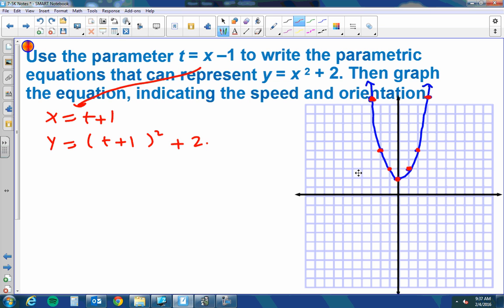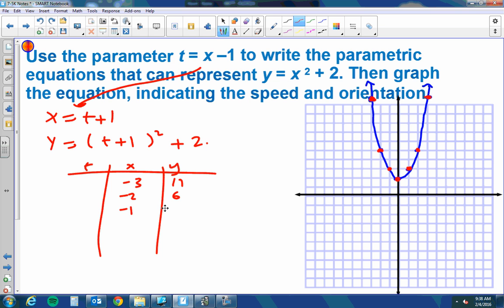That's good enough. Now, the speed and orientation, here, I want to make a little table. And I'm kind of going backwards here, because I actually already have the graph, and I'm going to write these points in my table. So it was -3, 11, right? And that point was 9 above the vertex. This point's 4 above the vertex, so it's at 6. This point's 1 above the vertex, so it's at 3. And then the vertex is at 0, 2, and then you go to the other side, you once again 1 above the vertex, 4 above the vertex, and 9 above the vertex. Fine.